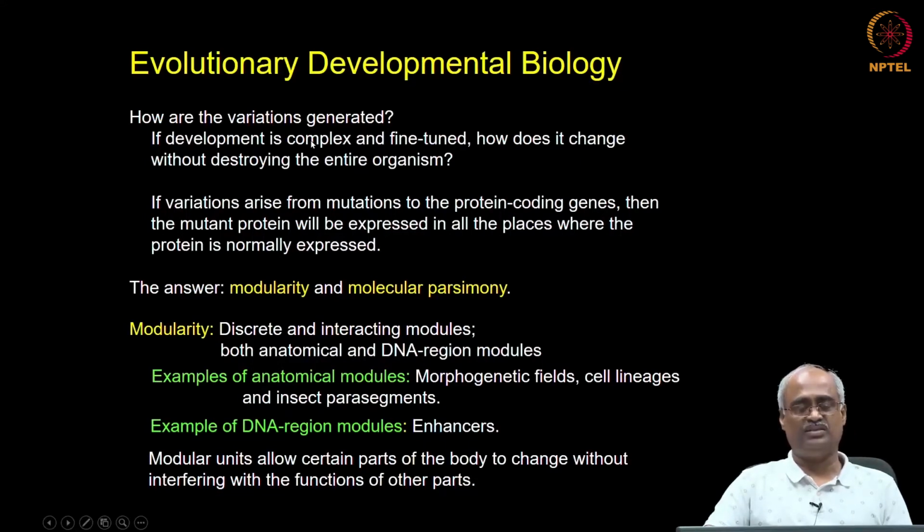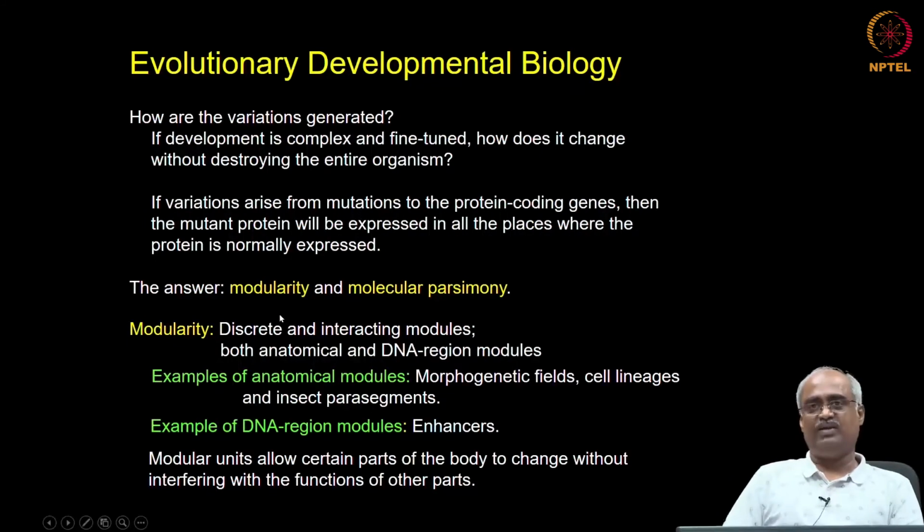of how variations arise. And the answers are quite simple, summarized in two phrases here. One is modularity, we will see what that is, and another one is molecular parsimony. Okay. So these two we will discuss at length to understand how these two features that developmental biologists have learned provide the answer to this question of how variations arise.